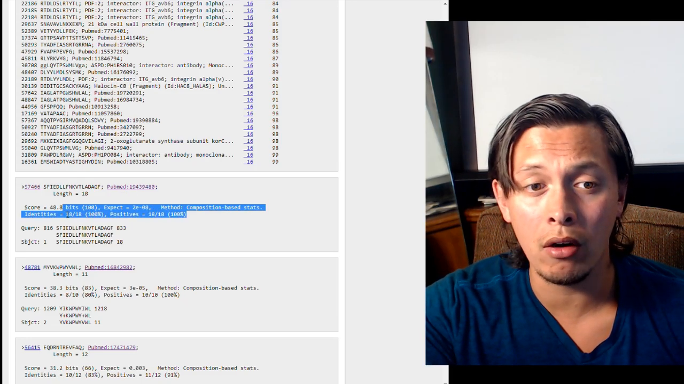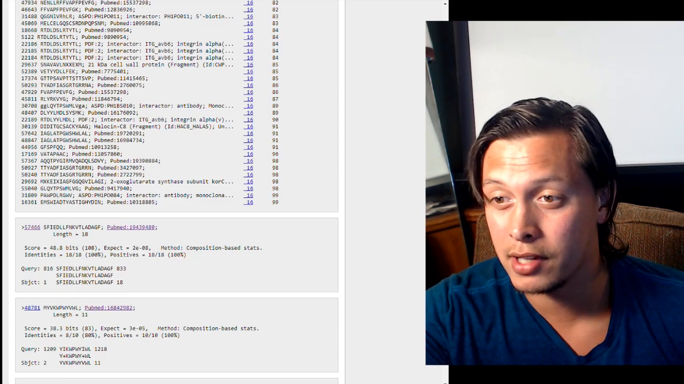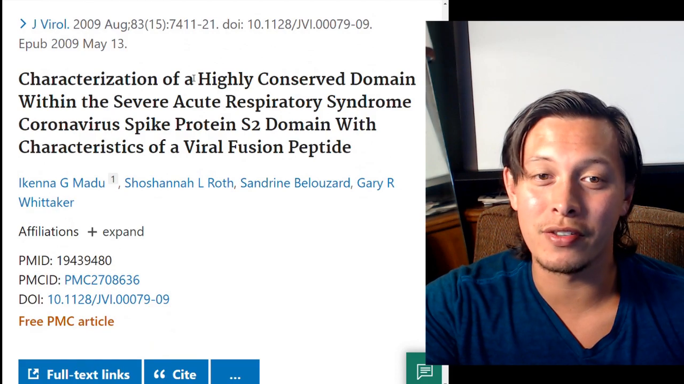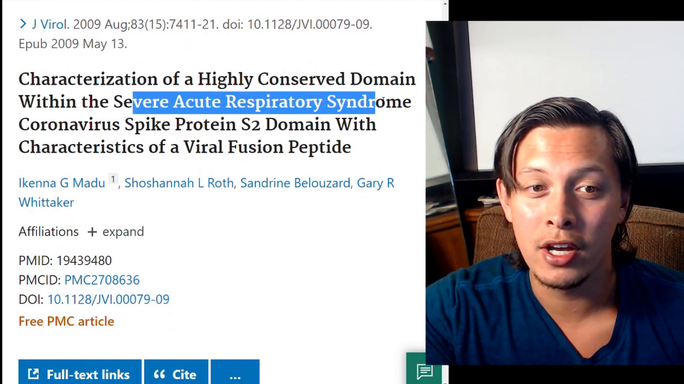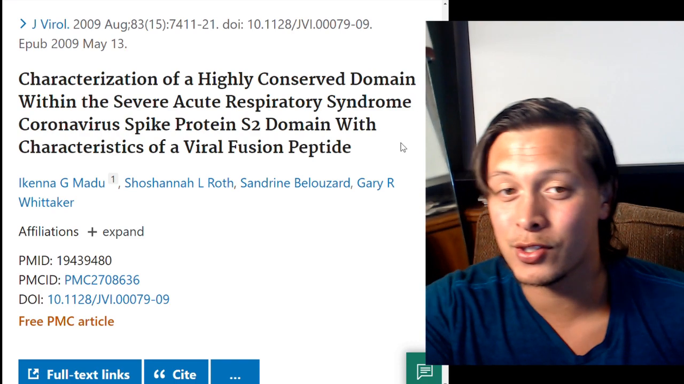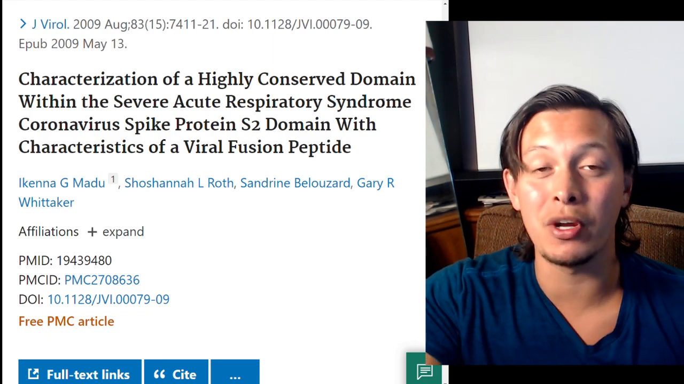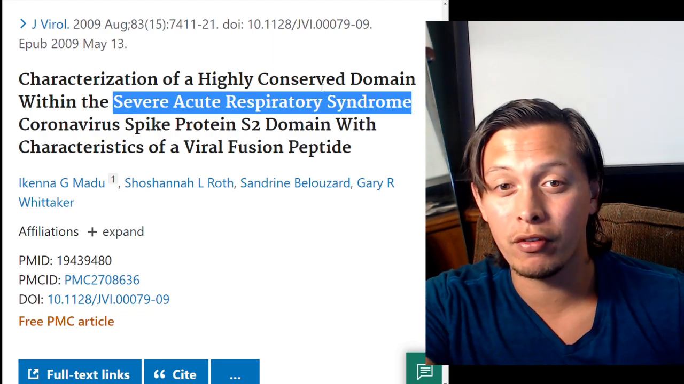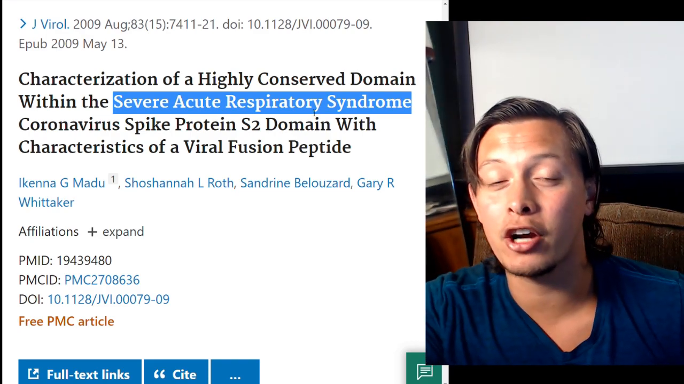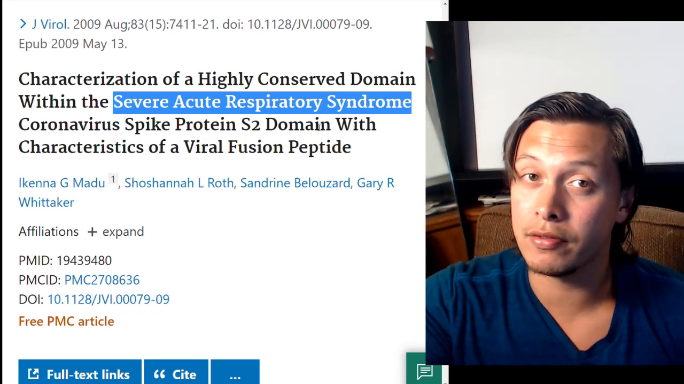And so one would be like, oh, that's important. But if you go to PubMed, or to the paper that describes the sequence, you'll find the highly conserved domain within a severe acute respiratory syndrome coronavirus spike protein S2 domain with characteristics of a viral fusion peptide. So it makes sense that this is conserved, because this was a peptide that was described in the original SARS, and it has characteristics of a viral fusion peptide. So it has characteristics of being important for fusion, and we know that it's conserved in other coronaviruses.